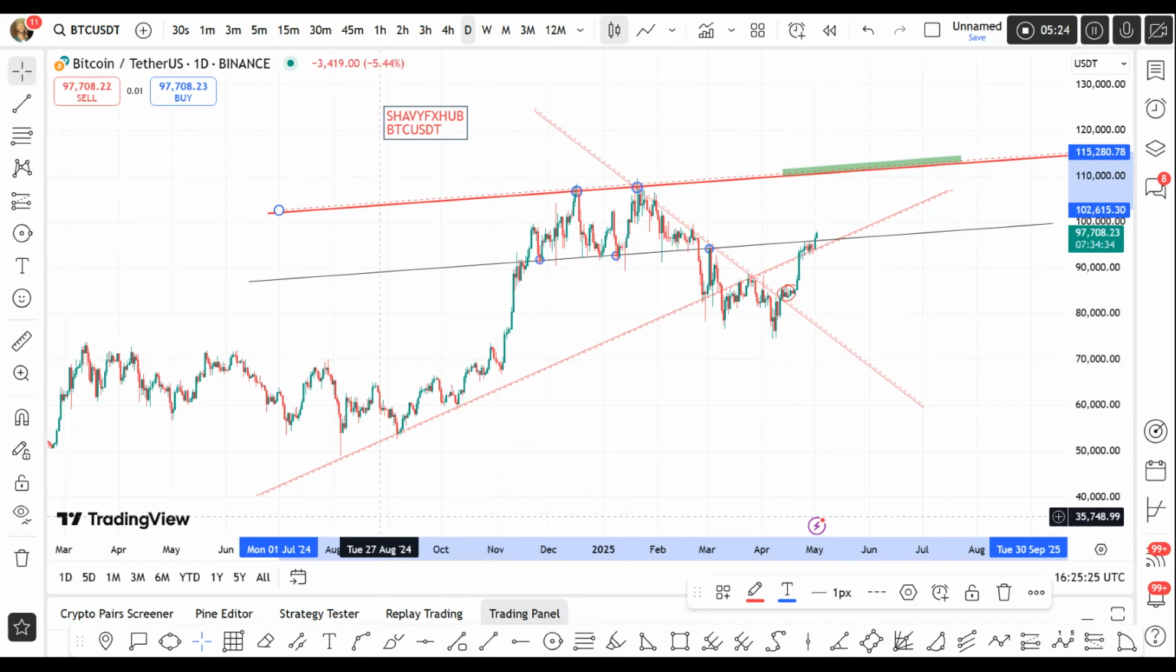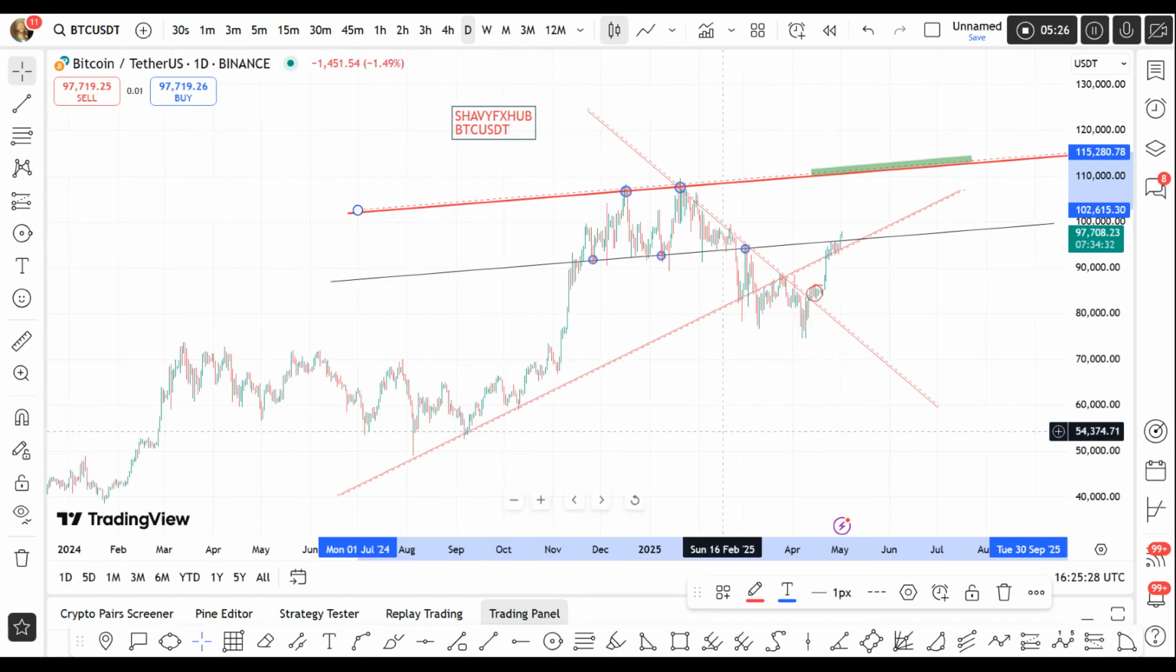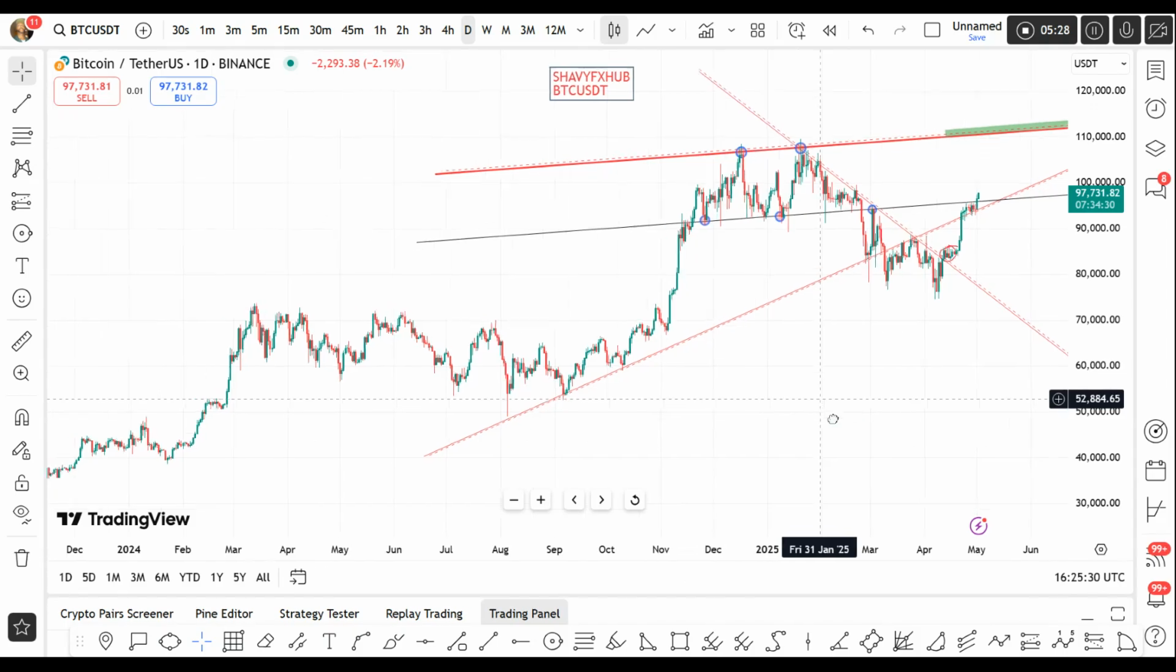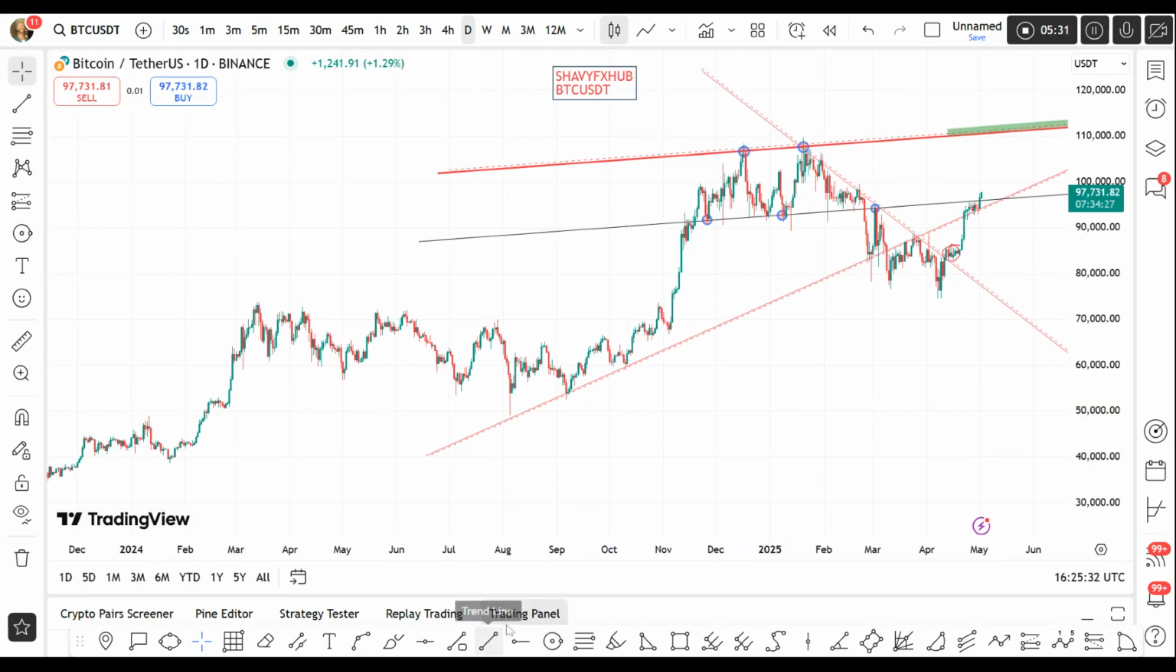But let's also look back to see, like it's in our strategy, to always see what the market has done. And I want to pick this structure from here.